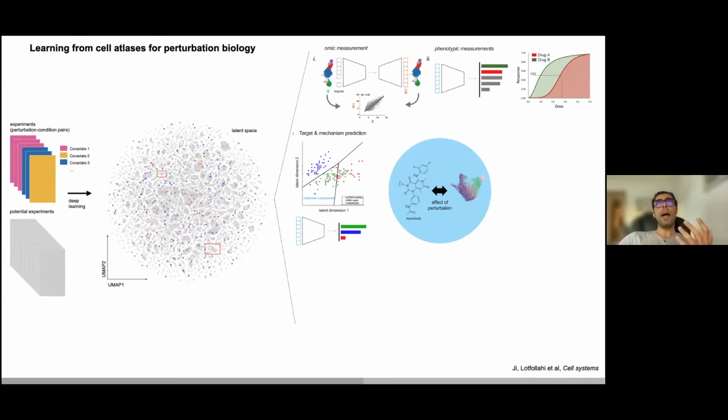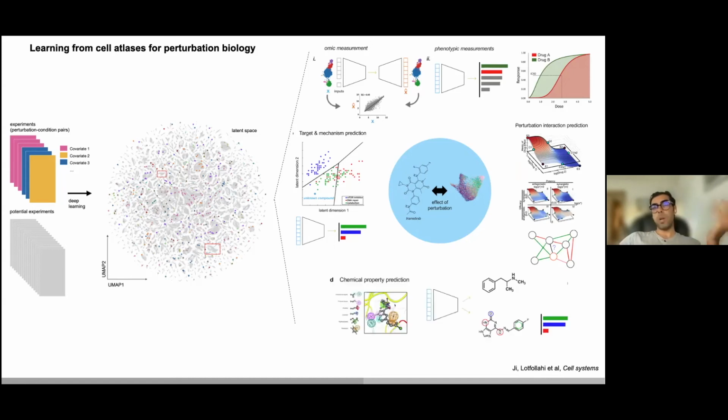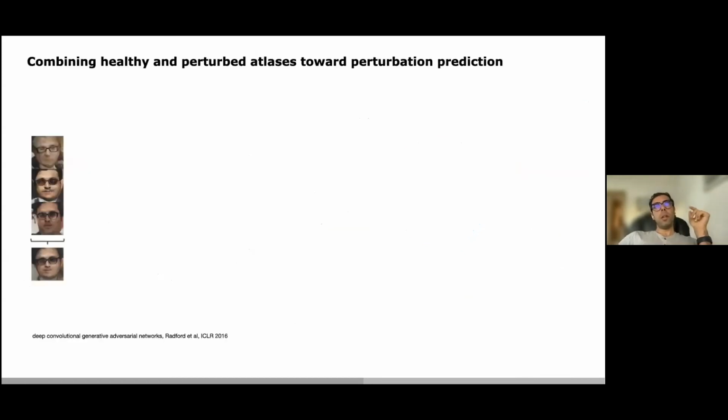You could identify targets and mechanism of predictions, so basically where the drug actually hits, or perturbation interactions. In cases where you have multiple or combinatorial perturbations, you can predict the interaction between them, or the chemical property prediction. So I'll talk about the omic measurement.